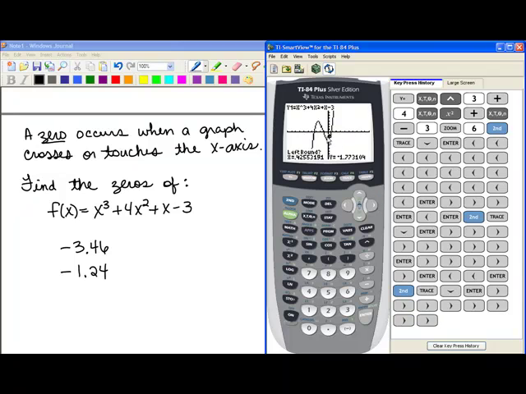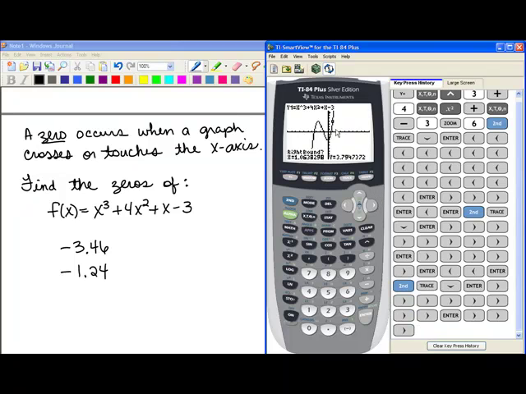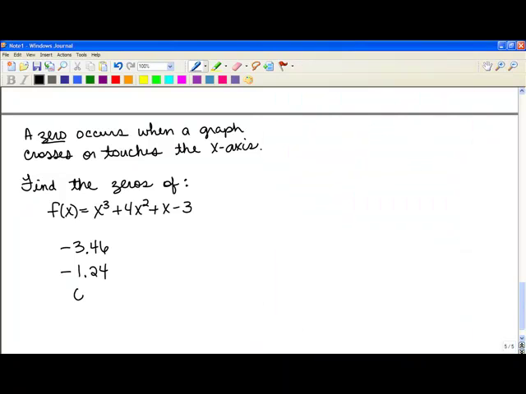Alright, so now it's down below the x-axis, it's on the left side. I'm going to press enter, and then I'm going to move it to the right, up above. This will be the right bound. Press enter again. And then I'll move the cursor back down by the x-axis, and that'll be the guess. Enter one more time. All right, so the zero will be 0.699, but I'm going to round that to 0.70.